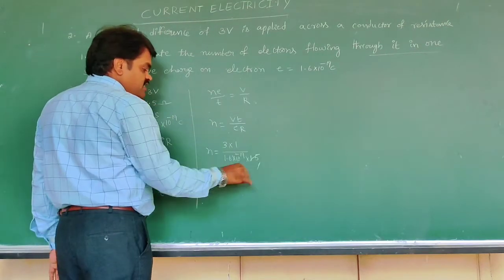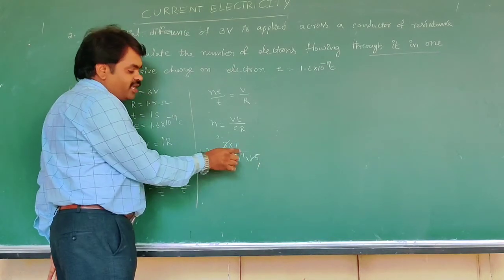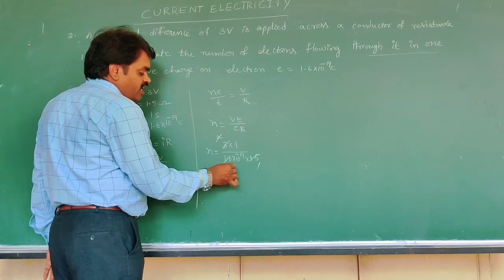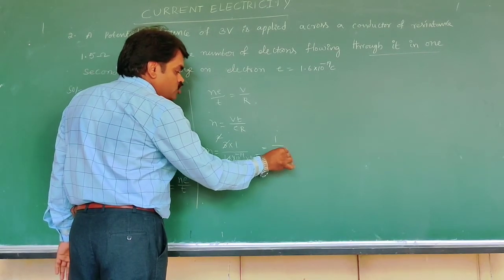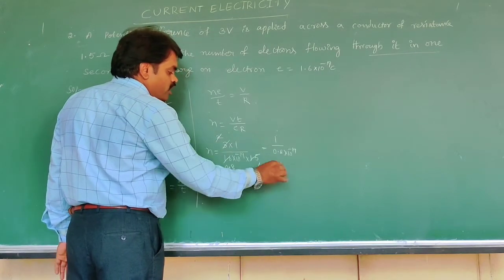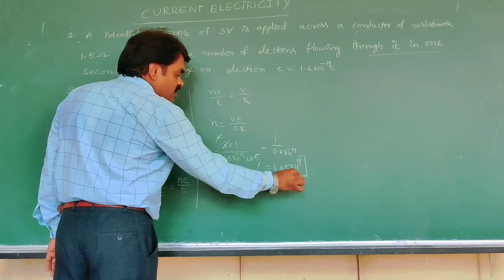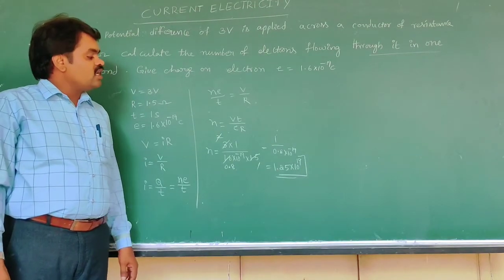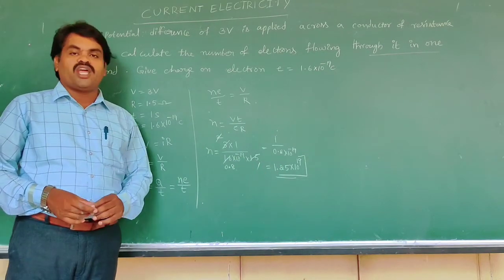Here 1.5 is there, that's why it is 3. Then 1.5 into 2 is 3, that's why 2 is 2, and 1.6 into 1.5 is 2.4. Now its value is 1 by 0.8 into 10 to the power of minus 19. Then we calculate 1.25 into 10 to the power of 19 electrons. For 1 second in a conductor of resistance 1.5 ohms, the number flowing through it is 1.25 into 10 to the power of 19 electrons.